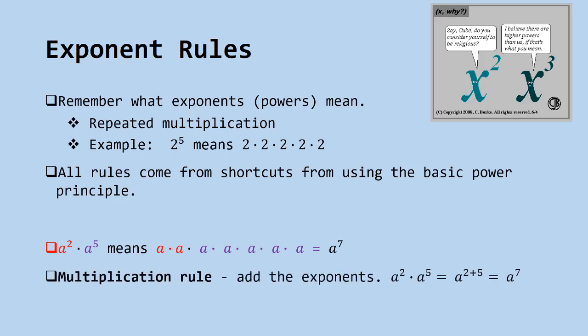So that's how we came up with the multiplication rule. You're going to add the exponents. So a squared times a to the 5th equals a to the 2 plus 5, which of course equals a to the 7th.